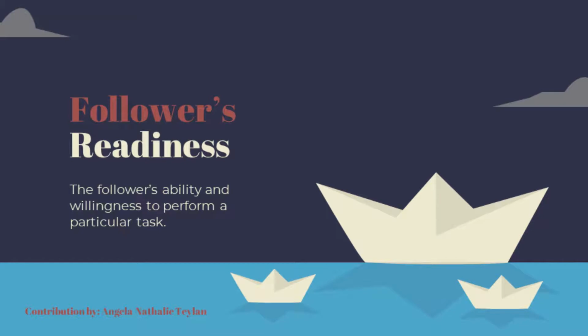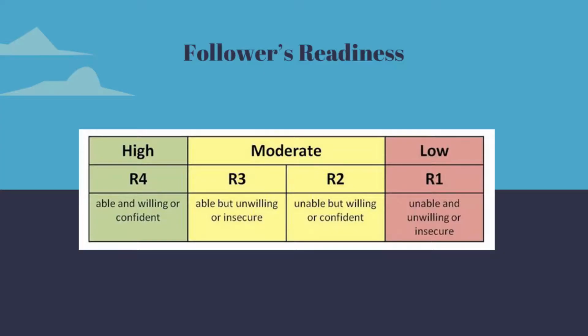I am Angela Nathalie Aitelan, and our chosen group leadership theory is the situational leadership model. For my contribution, I will be discussing the 4 different levels of followers' readiness according to Hersey and Blanchard's model. For the leader to choose the appropriate style of leadership, it depends greatly on the follower's readiness. This is defined as the follower's ability and willingness to perform a particular task. Hersey and Blanchard identified 4 levels of readiness ranging from low, moderate, to high.